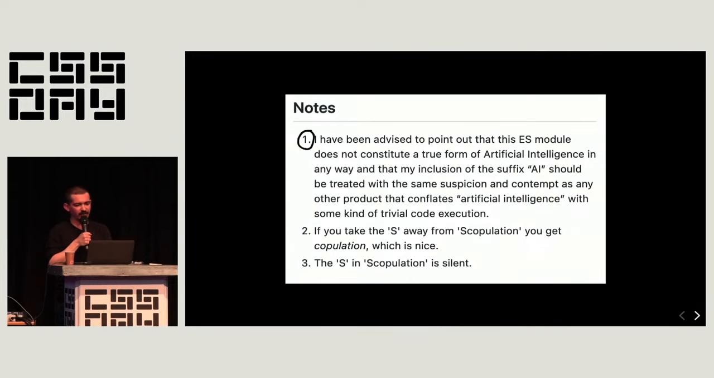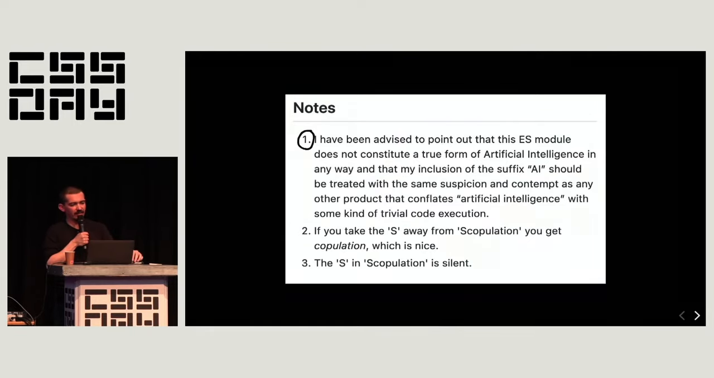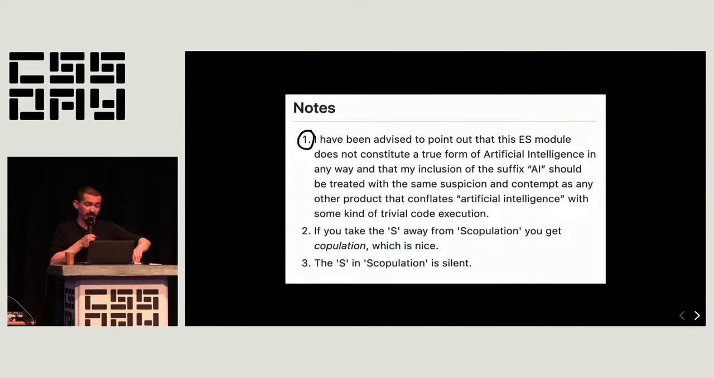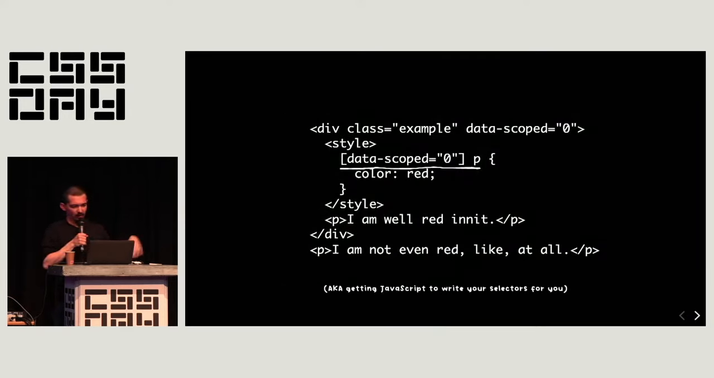Oh, I do need to just read this before I go on. I have been advised to point out that this ES module does not constitute a true form of artificial intelligence in any way, and that my inclusion of the suffix AI should be treated with the same suspicion and contempt as any other product that conflates artificial intelligence. Well, kind of trivial codex. Okay, sorry. I had to run that off.